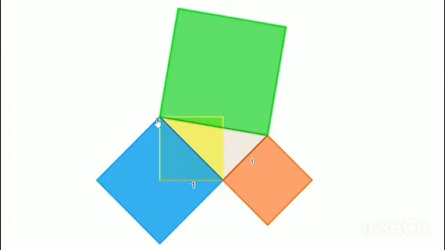The side of this small square is 1 unit and this square is drawn on the diagonal of the small square. Therefore, the area of this square is 2 times the area of this square. Since the side of the small square is 1 unit, its area is 1 square unit. Therefore, the area of this square is 2 times the area of this square, or 2 square units. This side is 1 unit, therefore the area of this square is 1 square unit. The area of this square is equal to hypotenuse square.